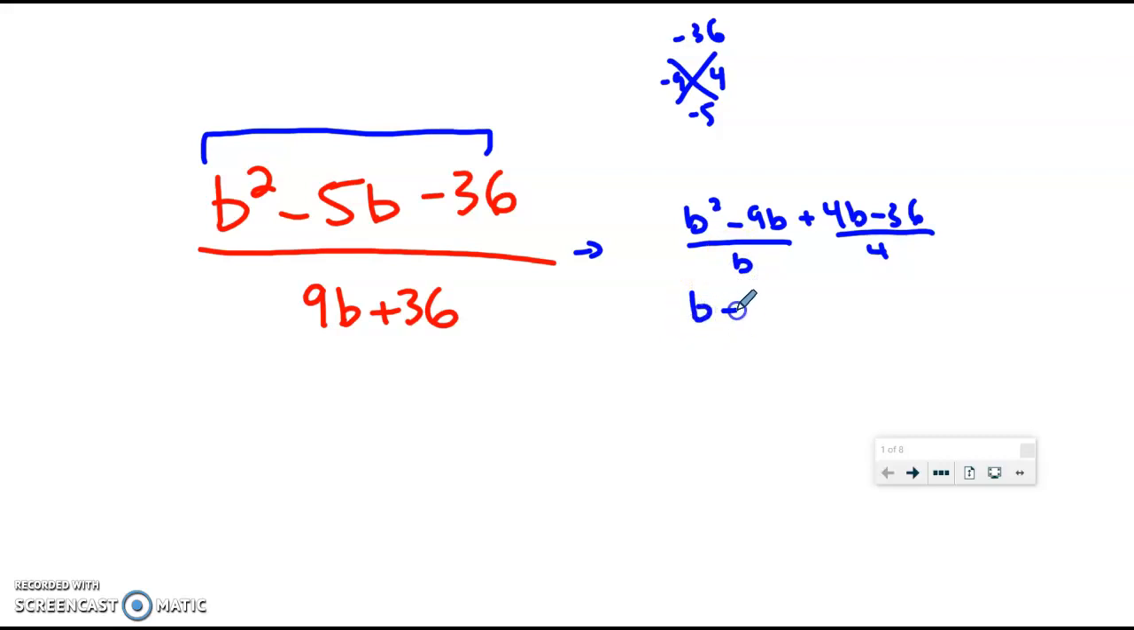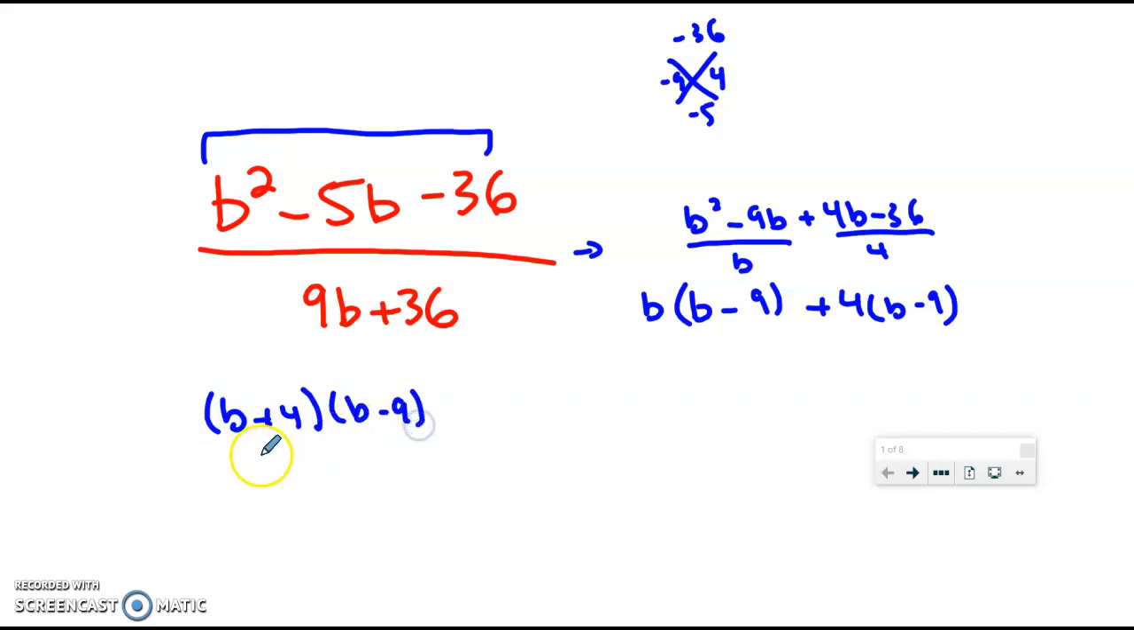So looks like b is the greatest common factor, so I got b minus 9. And then I got 4 that goes into both of these, so I have b minus 9 as well. So the factored form in the numerator would be b plus 4 and then b minus 9. That would be the factored form of the numerator.